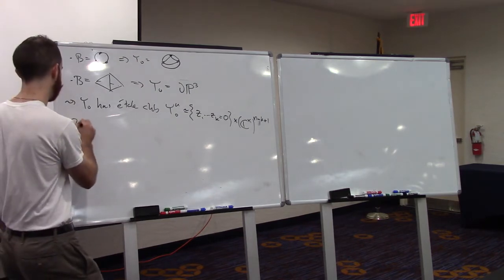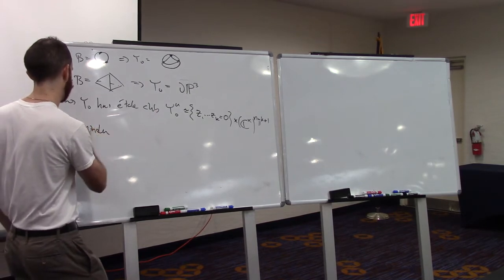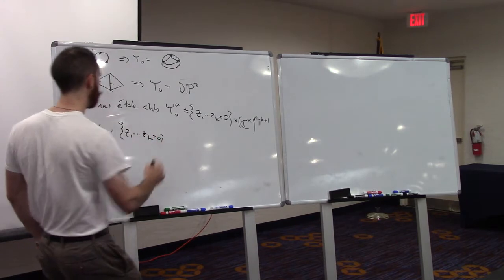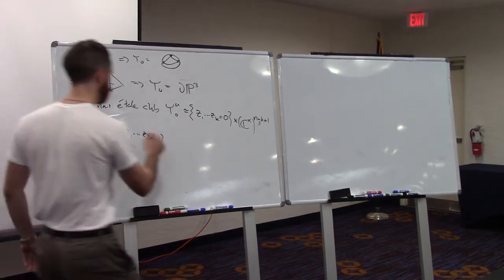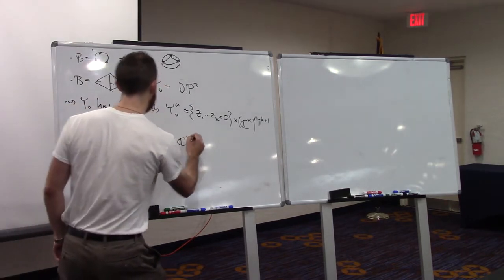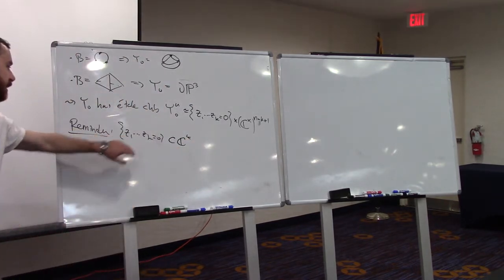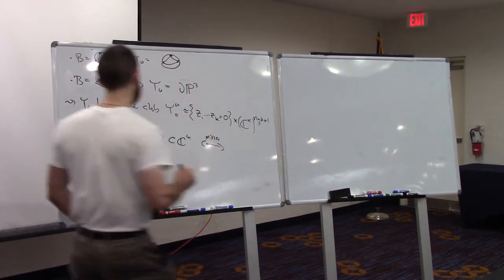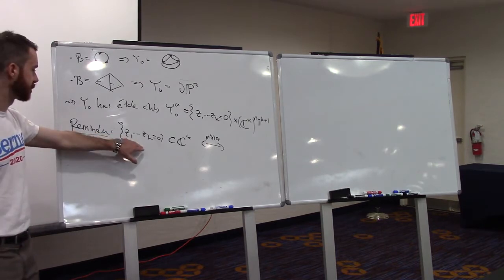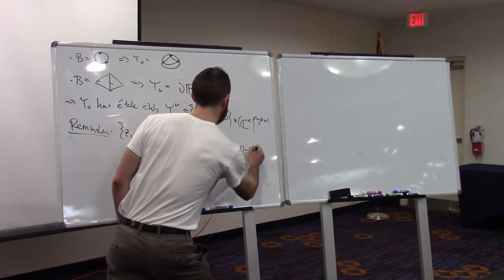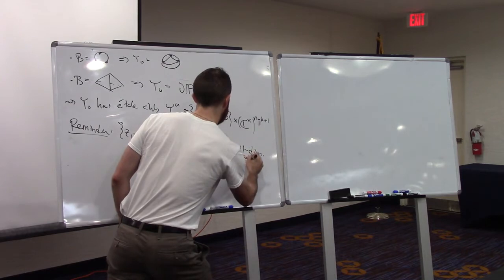And a reminder is that z1 ... zk = 0, this variety inside of C to the k, is mirror to the k minus 1 dimensional pair of pants.